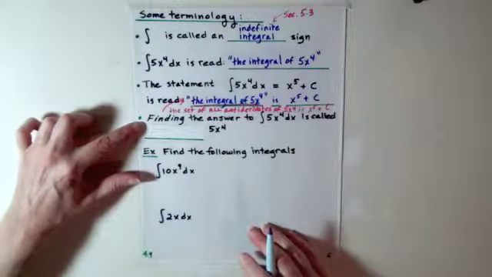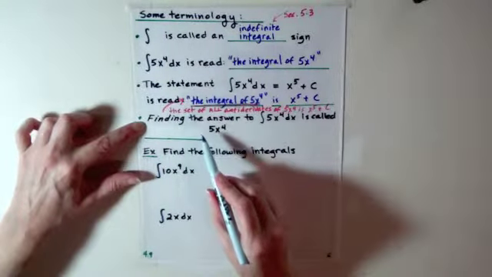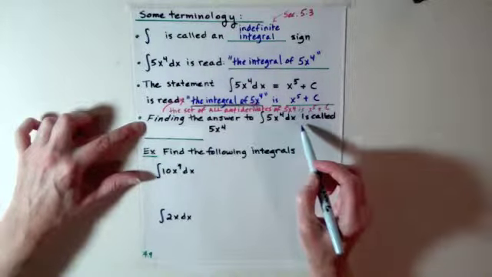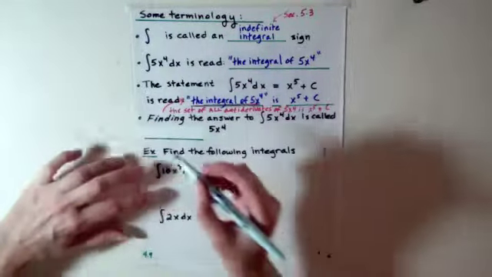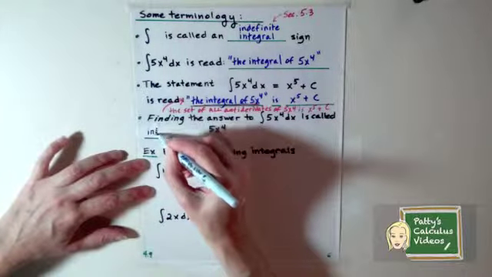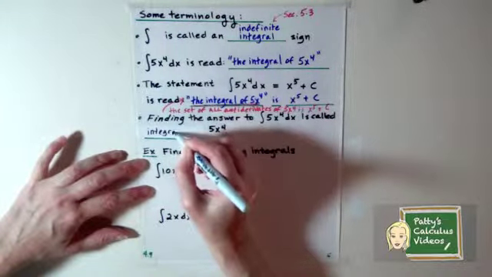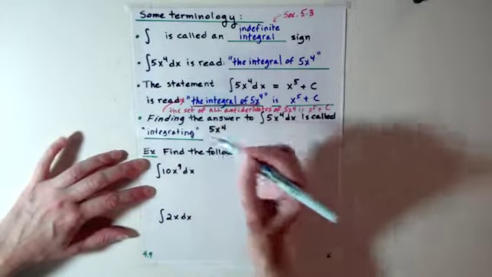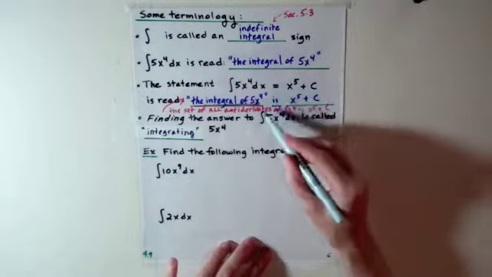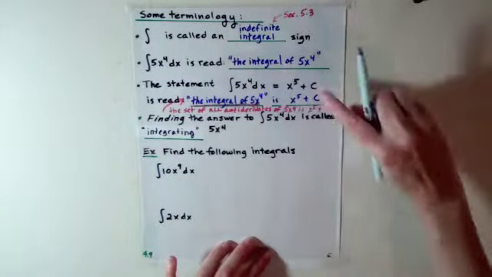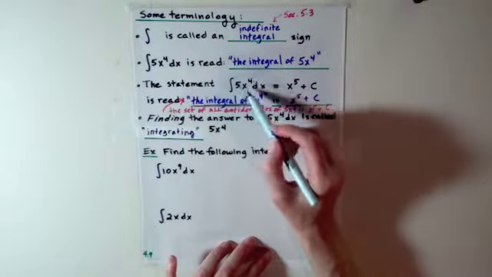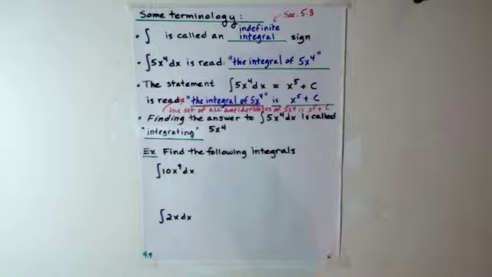Look at this little bullet point here. It says finding the answer to the problem integral of 5x to the 4th dx is called integrating. Some little quotes there, 5x to the 4th. So when we go through this process of finding the set of all antiderivatives and saying, oh, that's x to the 5th plus c, we say that we have integrated 5x to the 4th. We've found the set of all antiderivatives of 5x to the 4th.